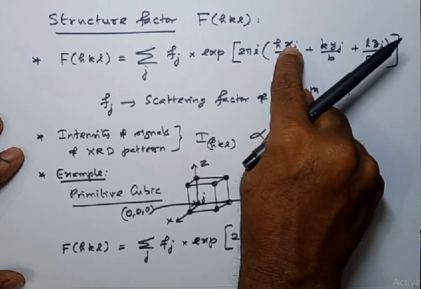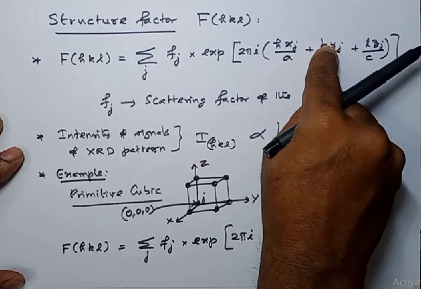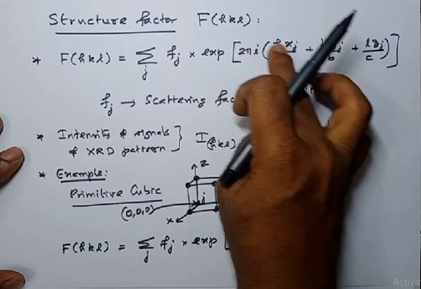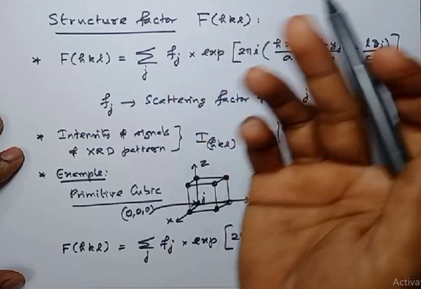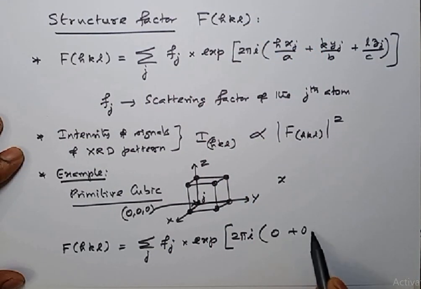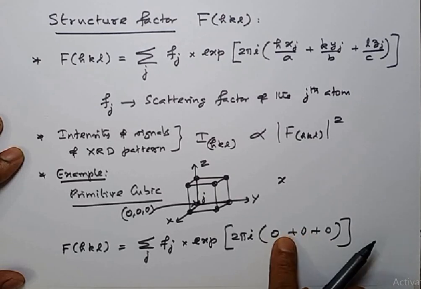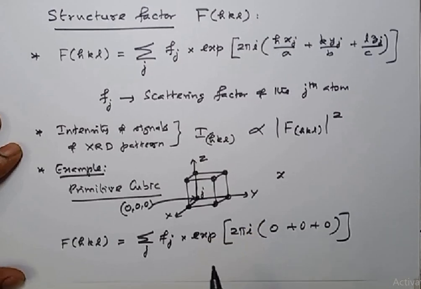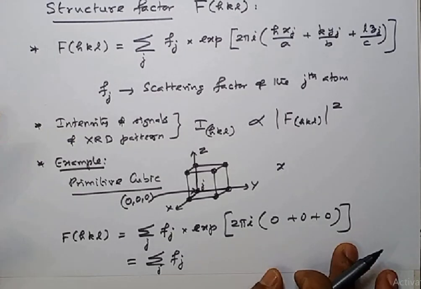So if I put 0 here, this becomes 0, this becomes 0, this becomes 0. So 0 plus 0 plus 0 is also 0. If I multiply this by 2 pi i, I'll get 0. e power 0 is 1. So listen, all these values become 0. So we get the answer as summation Fj. Summation Fj. Note down.